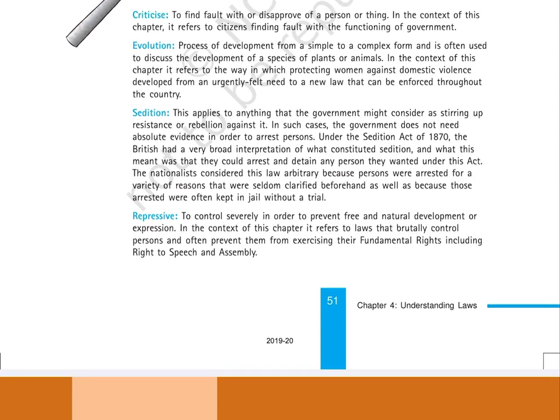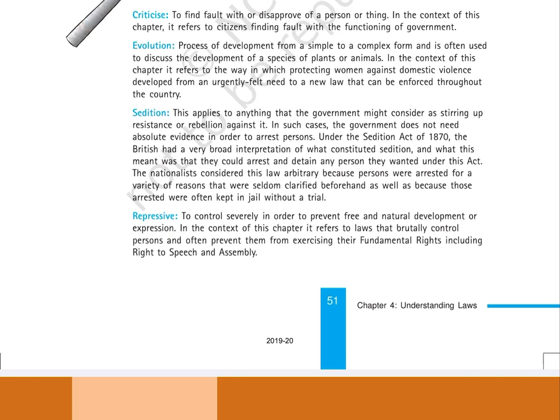Sedition. This applies to anything that the government might consider as stirring up resistance or rebellion against it. In such cases, the government does not need absolute evidence in order to arrest persons. Under the Sedition Act of 1870, the British had a very broad interpretation of what constituted sedition, and what this meant was that they could arrest and detain any person they wanted under this act. The nationalists considered this law arbitrary because persons were arrested for a variety of reasons that were seldom clarified beforehand, as well as because those arrested were often kept in jail without a trial.